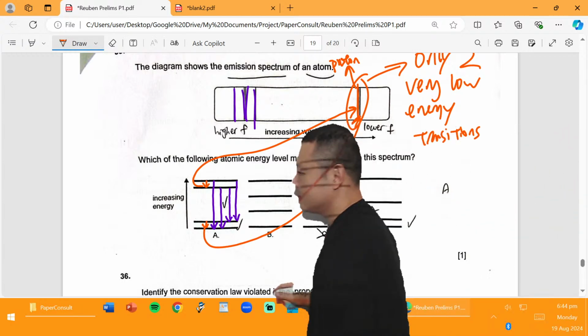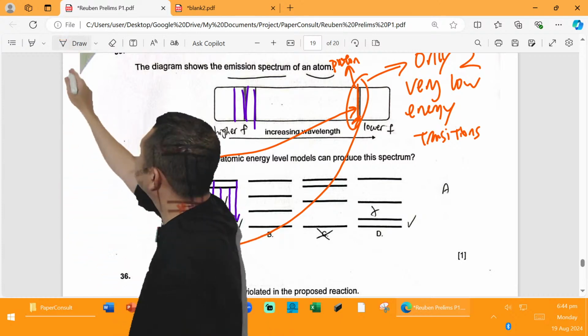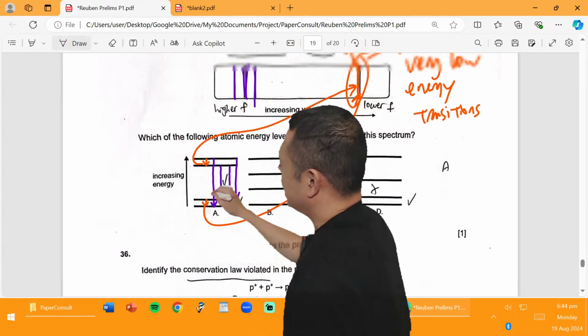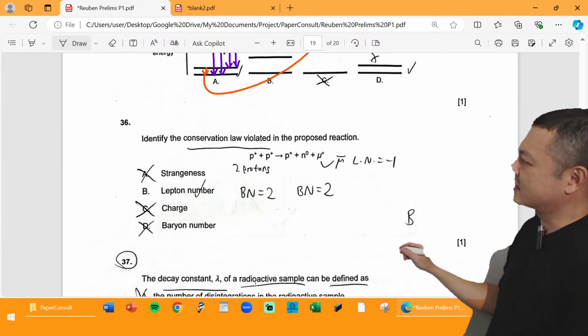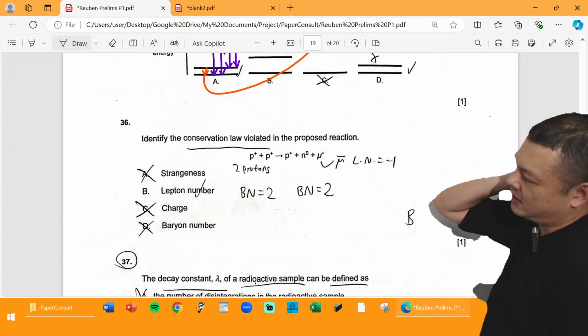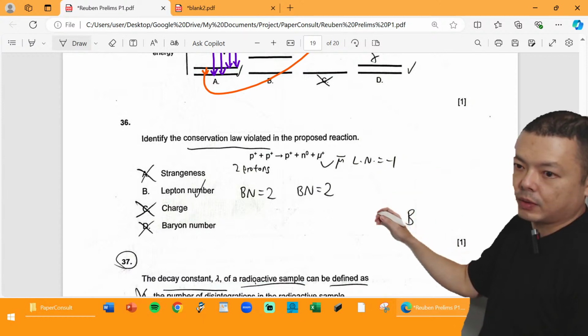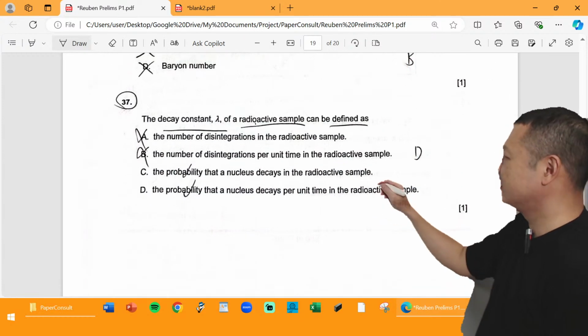Okay, that's for 35. Not easy. 36. 36 only, both. Okay, 37.